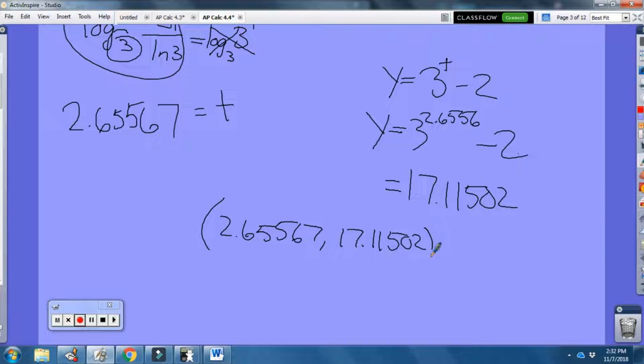17.11502. That's it. So to recap what we did there, we found the derivative, we substituted in 21, we then solved for t to figure out what the x value was at that time, and then we plugged that, well, it was a t value, but we plugged that in to the original function to find what the y was, and that's how I got my point.